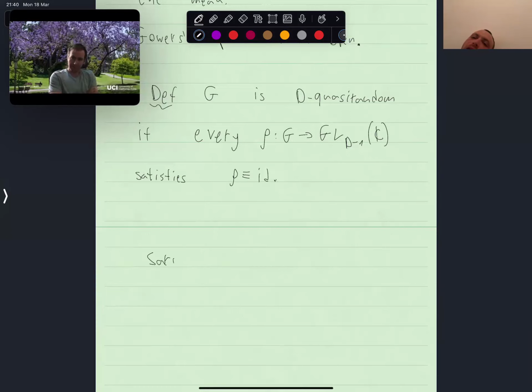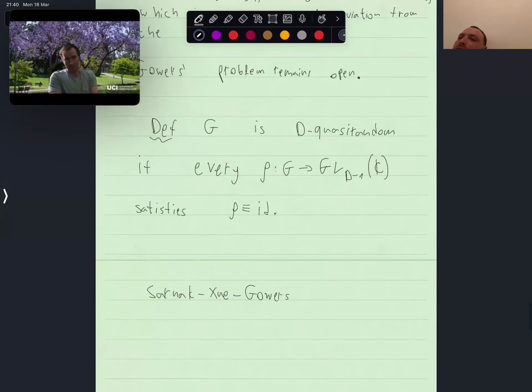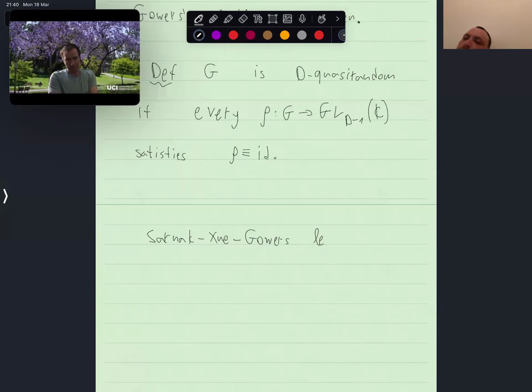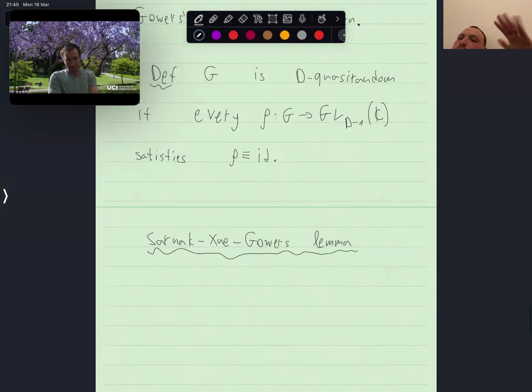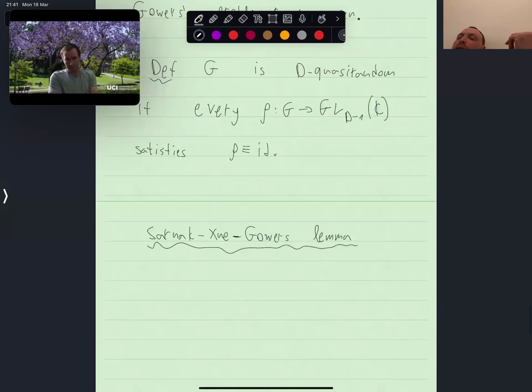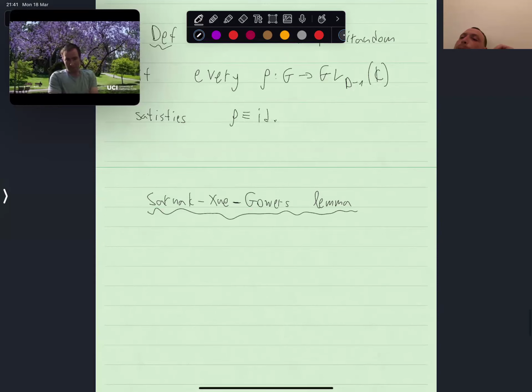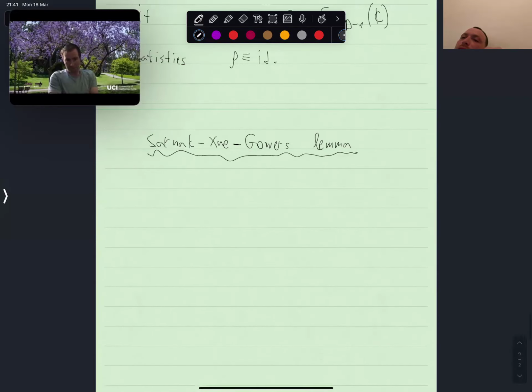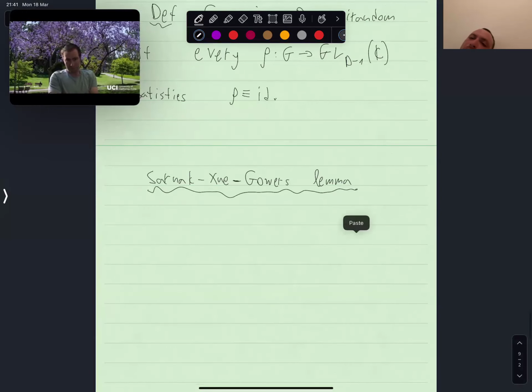And the Sarnak–Xue, Gowers lemma explains why this notion, which is very algebraic, is called quasi-randomness. It's the following. Sarnak and Xue put it in a slightly different context, of a group acting on a set. It's related to the spectral theory of automorphic forms, and Gowers used it in the context of product-free sets. And what they prove is the following.